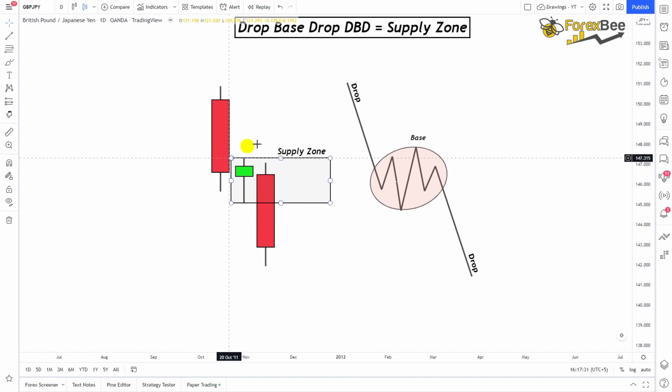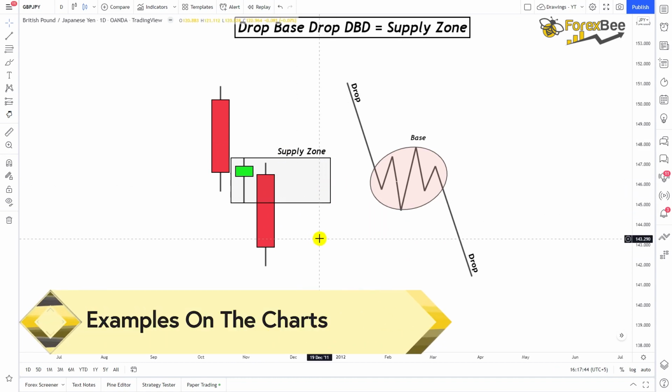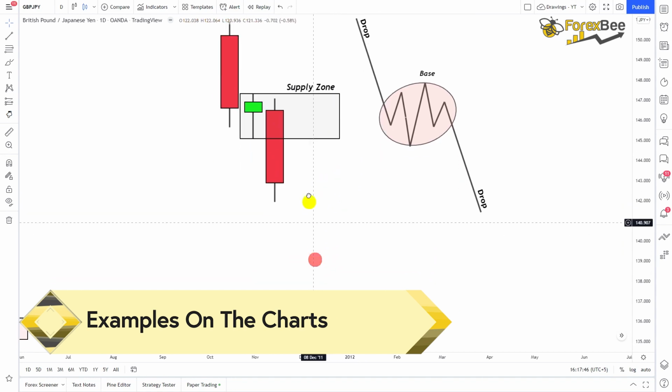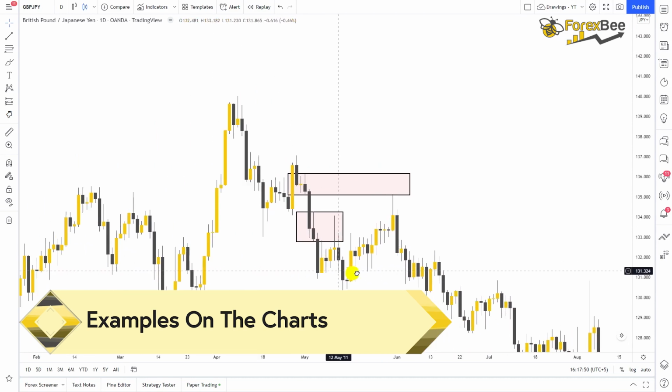After you have detected the supply zone successfully, you can put your pending orders at this position, because we have predicted that the market will come back in order to pick the pending orders. Now let's go through some examples of this supply zone on the charts. So let me just go down. So this is the first example.